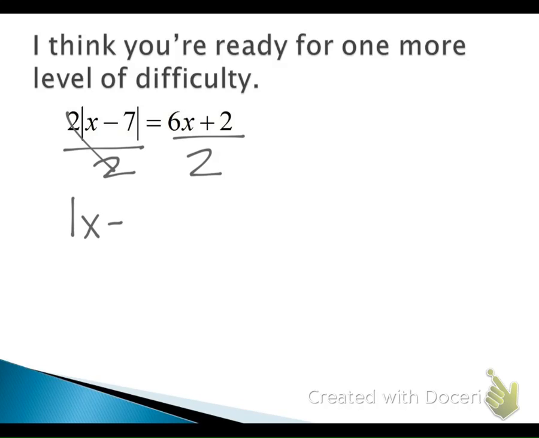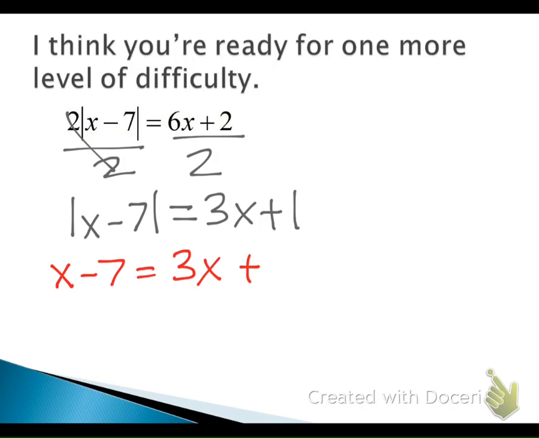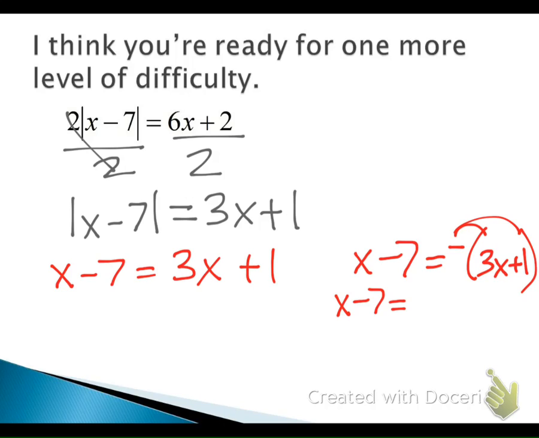So the absolute value of x minus 7 equals, over here we have to divide each term by 2, so that's 3x plus 1. Now this one gets a little trickier at this next step. Normally we set up the positive option, then we set up the negative option. However, we have to make the whole right side negative. You can't just make the 3x negative. So in this case, we have to distribute the negative sign. So be aware of that.